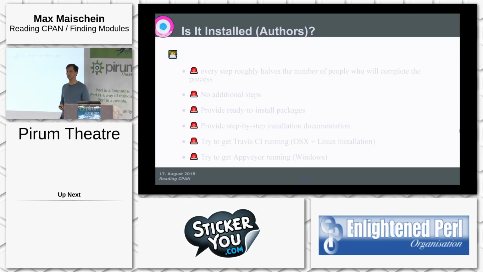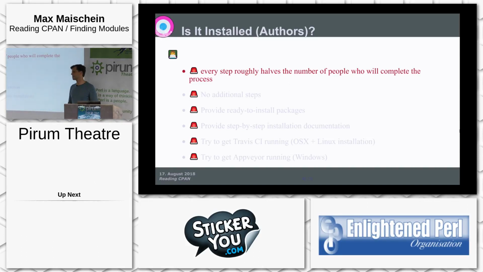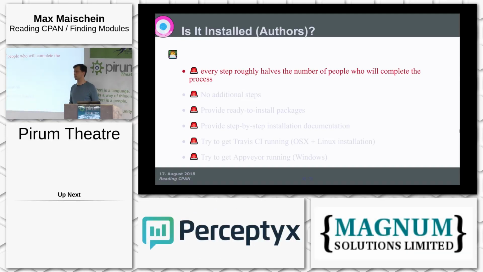Some remarks for module authors. Every step that a user has to take to install your modules roughly halves the number of people who will complete the process. This must be true because I read it on the internet. But yeah, you should look at how much configuration a user needs to do before they can successfully install your program or module, and how much they need to do to get a successful initial run that basically tells them, yes, this module basically works.